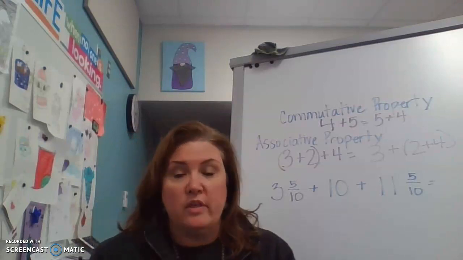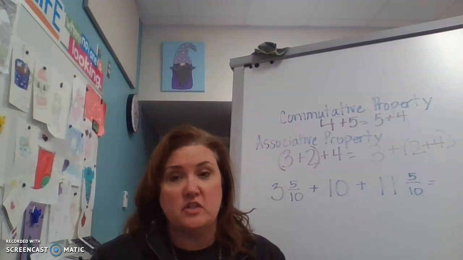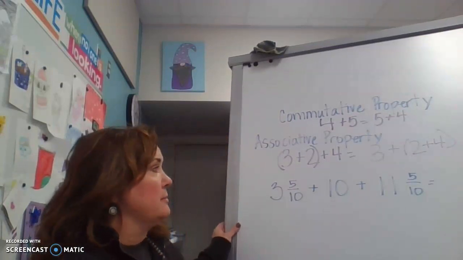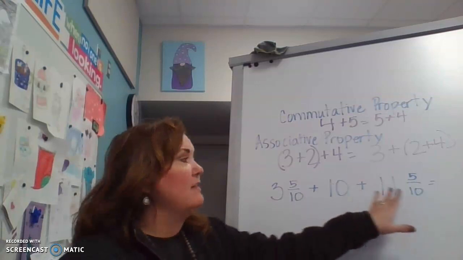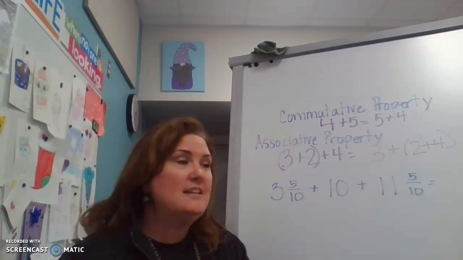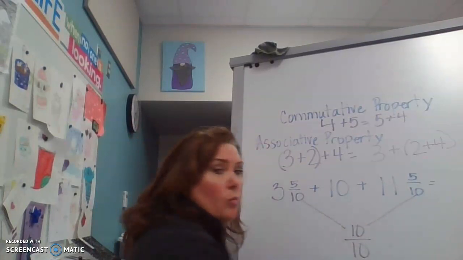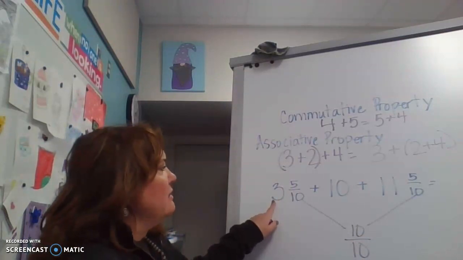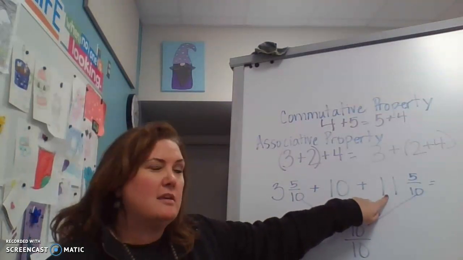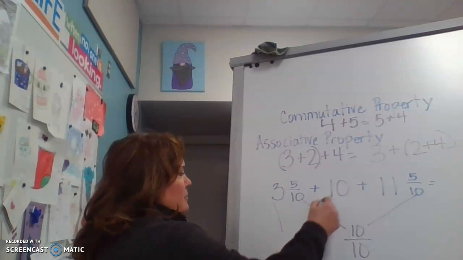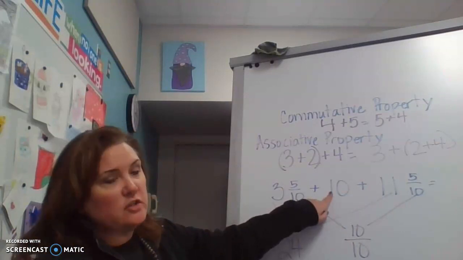Well, we're going to use that with our mixed numbers. When we do that, we are trying to make it easier for ourselves. So if you look at the problem that I have on the board, 5/10 and 5/10. Well, if I take 5/10 and 5/10, I already know that that is 10/10. And 10/10 is the same as 1 whole. 3 plus 10 is 13. Plus 11 is 24. So I'll just bring those numbers over here. 3 and 10 is 13.